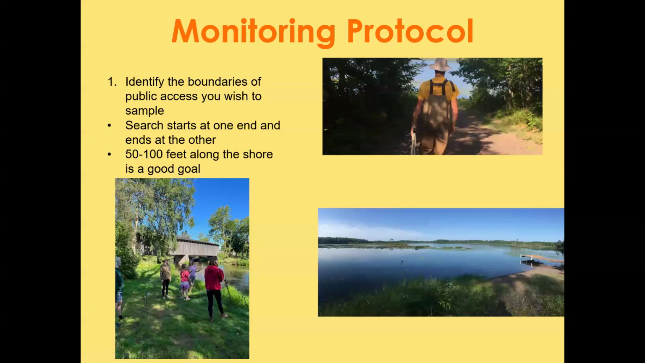So step one, you arrive at your site. It's either going to be a lake or a river. And the first thing you're going to want to do is identify the boundaries of the area you're wanting to sample. So your search is going to start at one end, and end at the other. Usually 50 to 100 feet is a good goal.